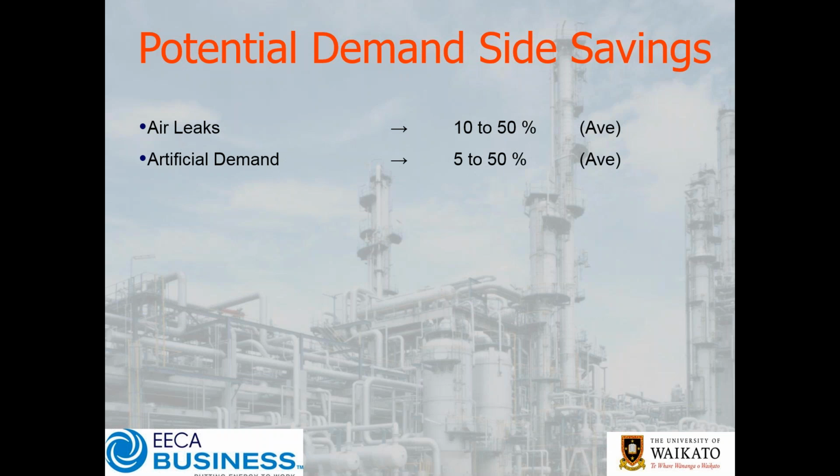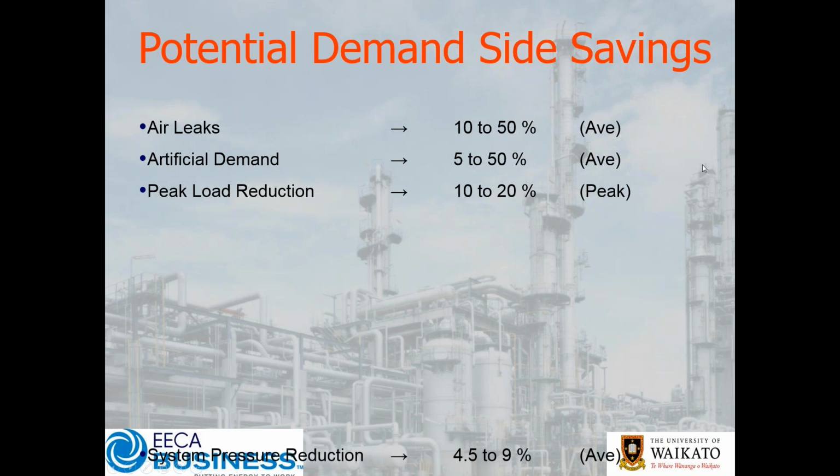The next one is artificial demand, and we're going to define this a little later, but effectively the demand that shouldn't be there. Once again, that can be anywhere from 5 to 50%. Peak load reduction, i.e. we can have some systems, and it could be down to how they're operated, how they're used, how they're managed. We can have very, very high peaks for short periods of time, which has some rather disastrous consequences on the overall operation of the system.